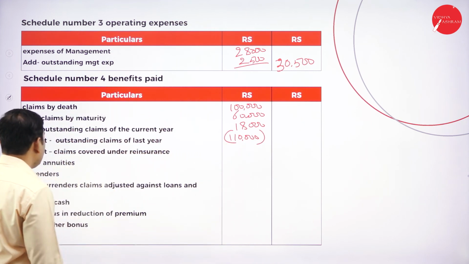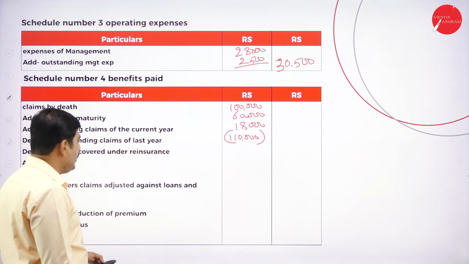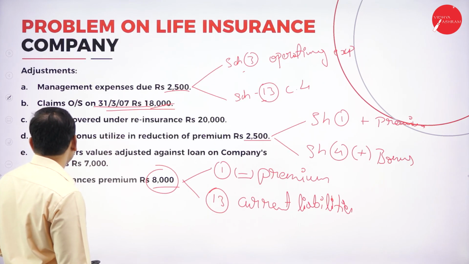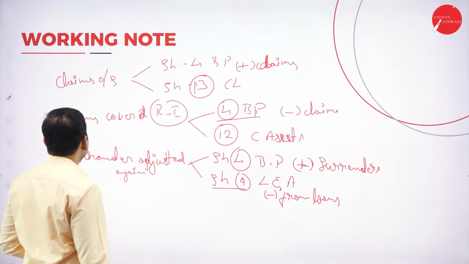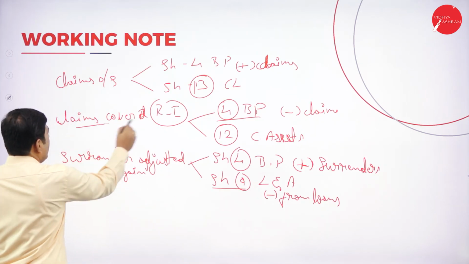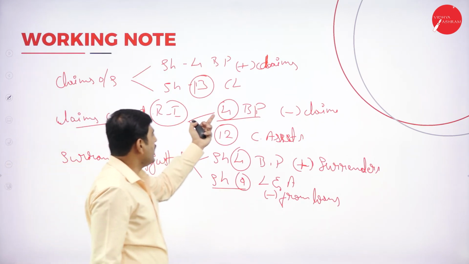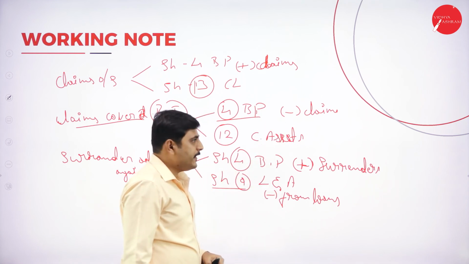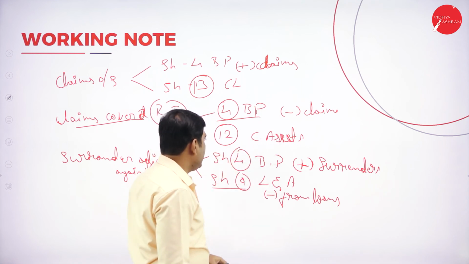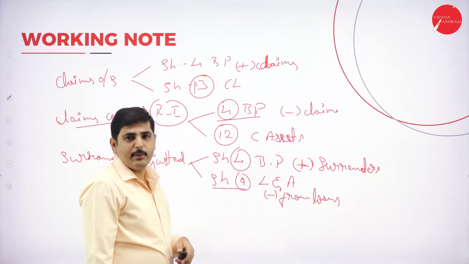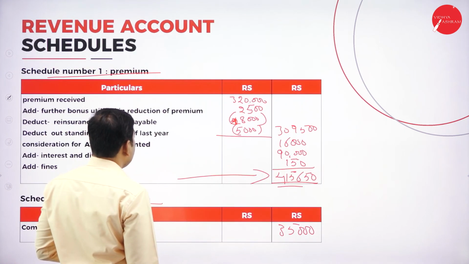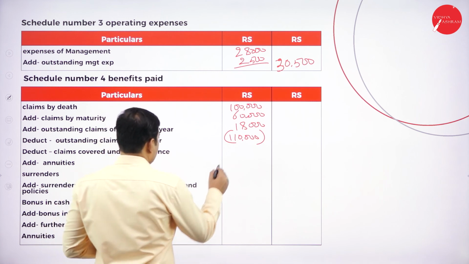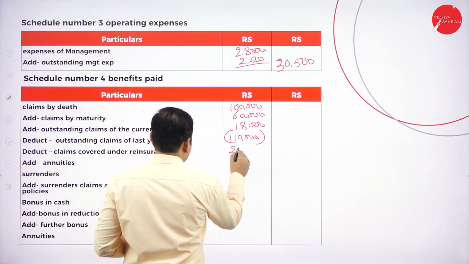Next one, deduct claims covered under reinsurance. It has been given in the adjustment. We have done the adjustment. Claims covered under reinsurance, we have to show in schedule number 4, benefits paid, minus from claims. Again we have to show it in schedule number 12, current assets. So what is the amount? It is 20,000. So deduct 20,000.